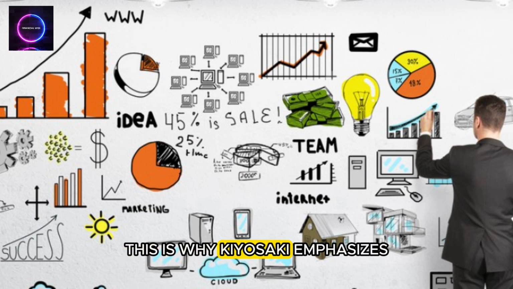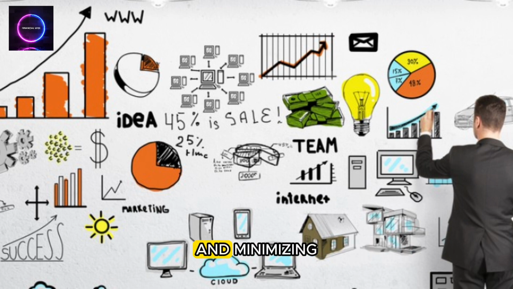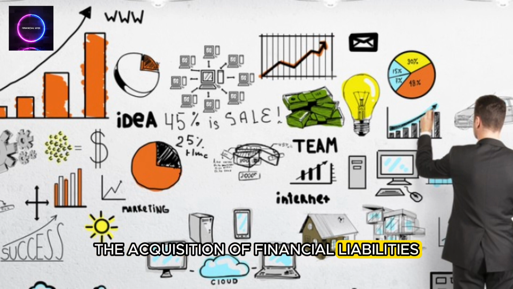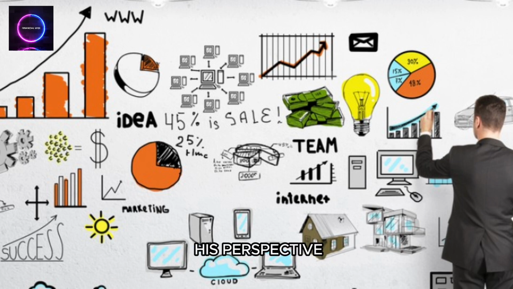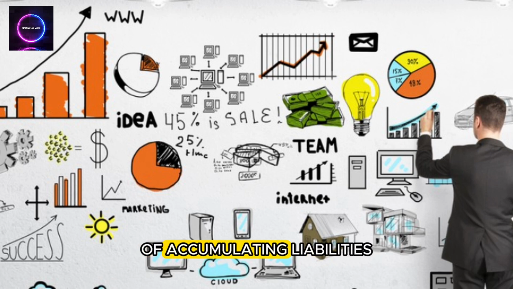This is why Kiyosaki emphasizes the importance of acquiring assets that generate passive income and minimizing the acquisition of financial liabilities that consume your income. His perspective focuses on building assets that work for you and provide you with income, rather than falling into the trap of accumulating liabilities that force you to work to pay them off.